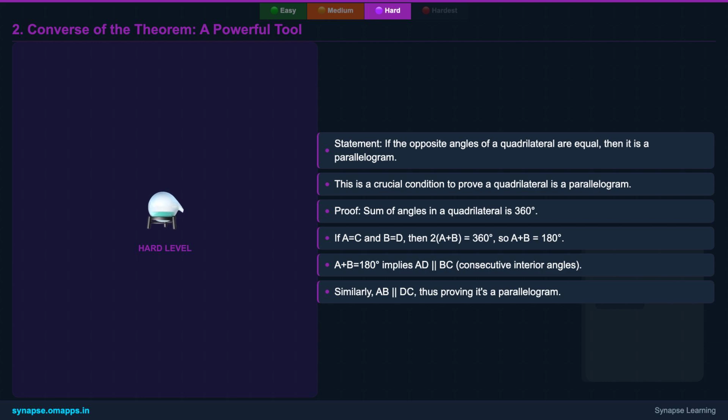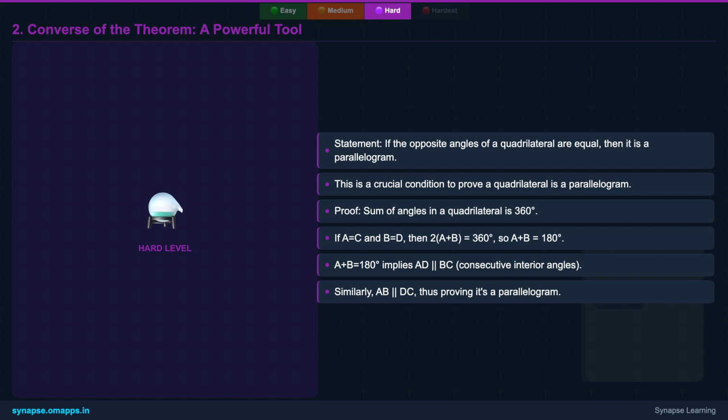The proof involves using the fact that the sum of angles in any quadrilateral is 360 degrees. If angle A equals angle C and angle B equals angle D, then 2 times angle A plus angle B must be 360 degrees, meaning angle A plus angle B is 180 degrees. Since these are consecutive interior angles, it proves that the sides AD and BC are parallel.